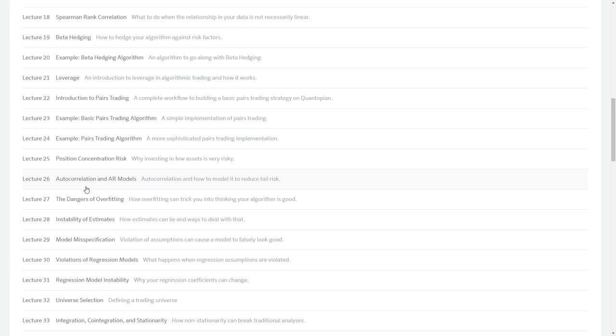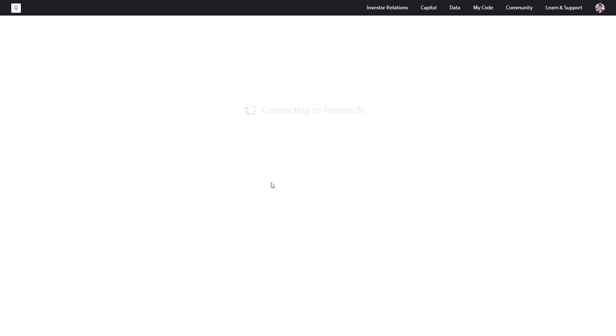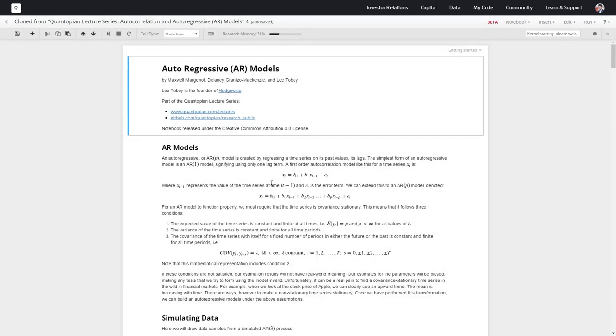There are a lot of words that mean very similar things in time series analysis and quantitative finance: autocorrelation, autoregressive, lagged correlation. They're not exactly the same concepts, but they all fit into the same space.